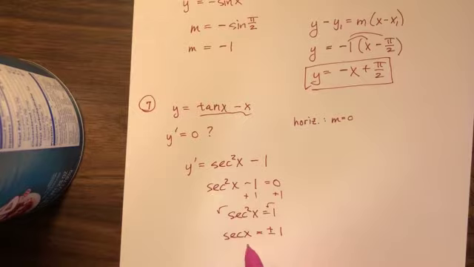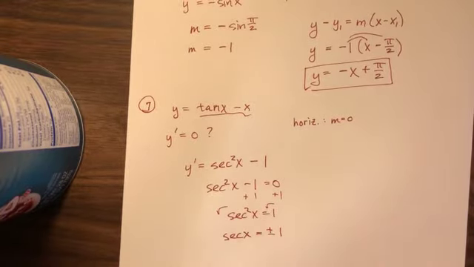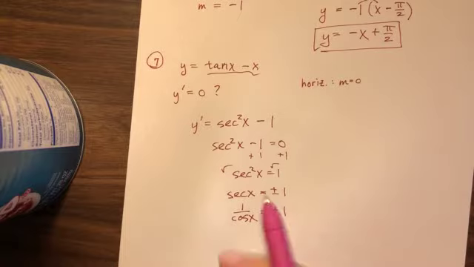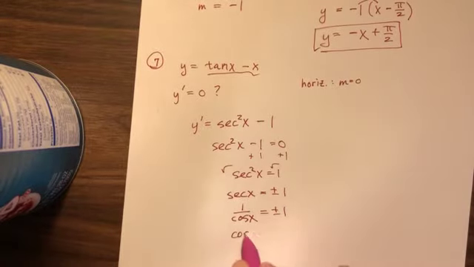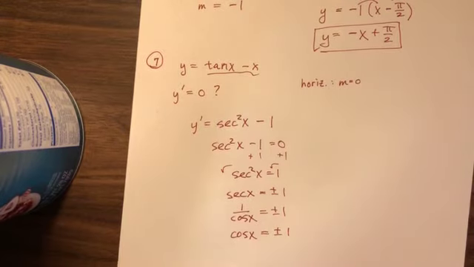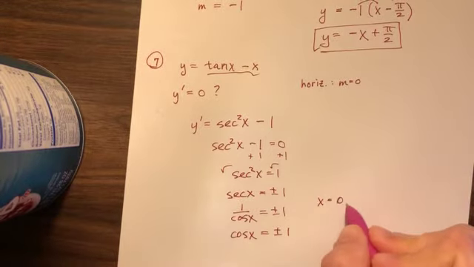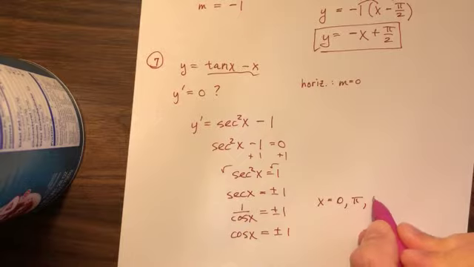So where is the secant positive or -1? Well, I don't know about secant, but I do know that secant is 1 over cosine. So if you want to, you can think of this as 1 over cosine equal to positive or -1, and then flip it. So cosine equal to positive -1, because 1 flipped is still 1. Okay, so where is cosine positive or -1? That is at 0, that's at pi, and that's at 2 pi.